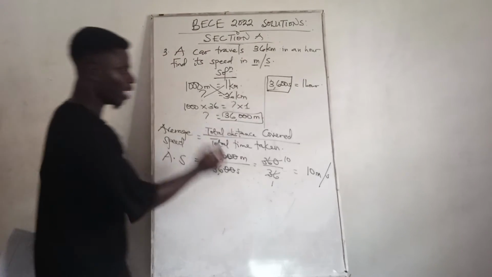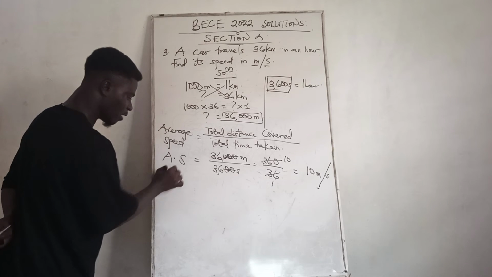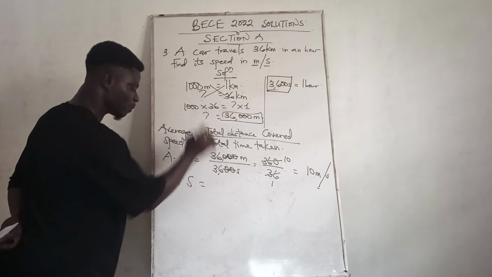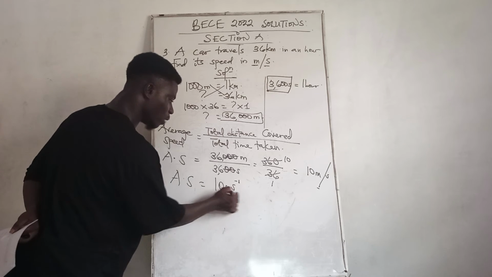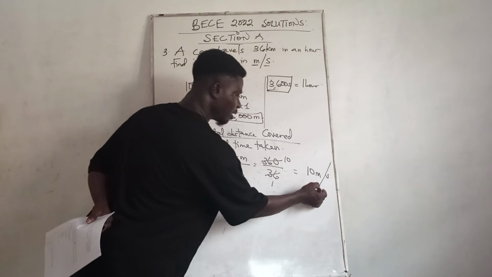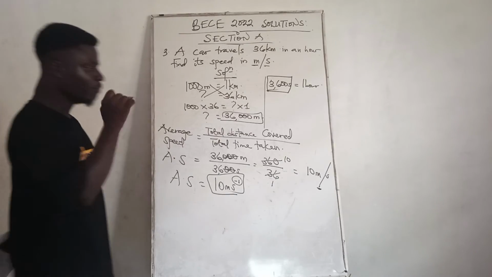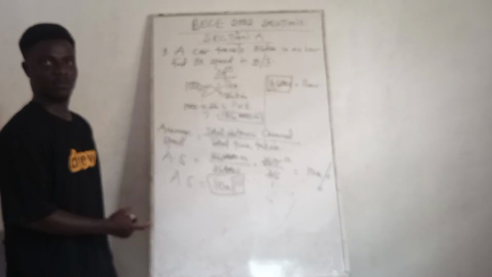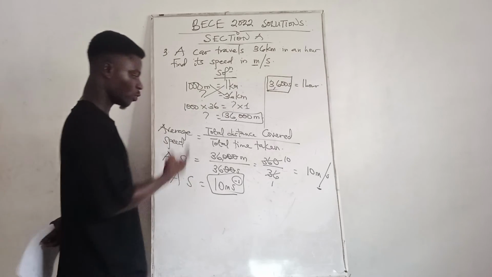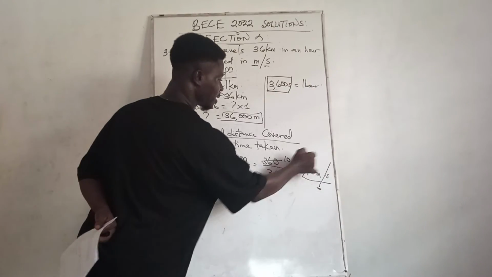Meters per second. Now, if you don't bring this slash, then you can write it as my average speed equals 10 meters, then s to the power negative 1. Take note of that. If you don't bring this slash here, then you can write it as that. But immediately you bring this slash, then you don't bring this negative sign there, right? So take note of that. So 10 meters per second is the same thing as that.